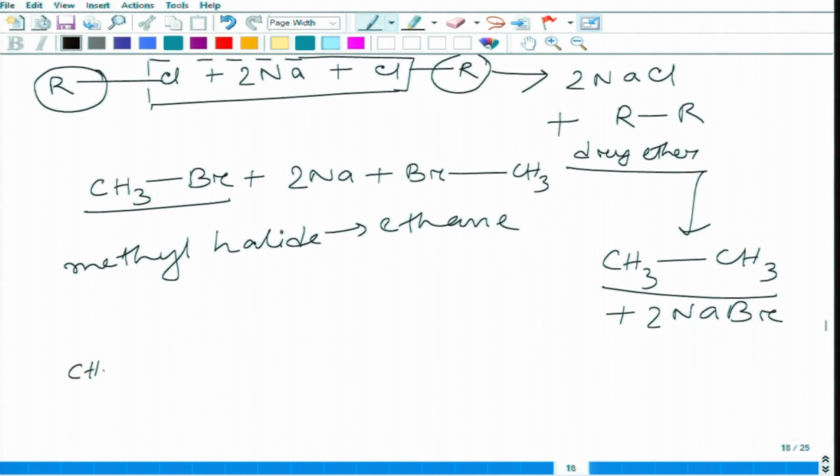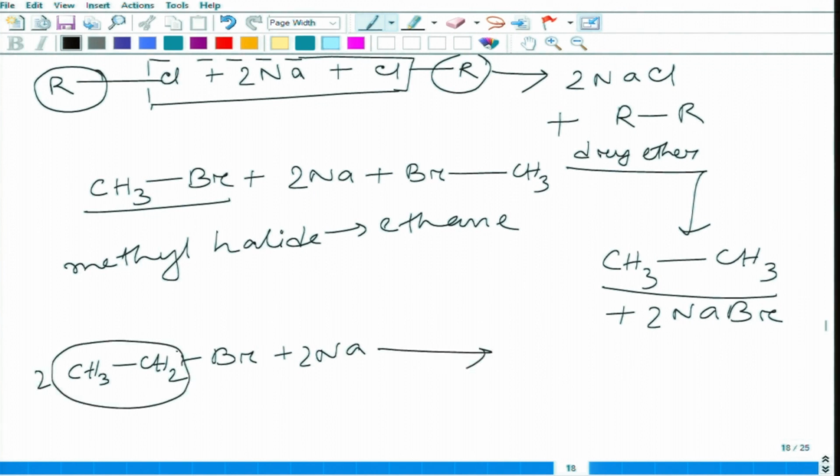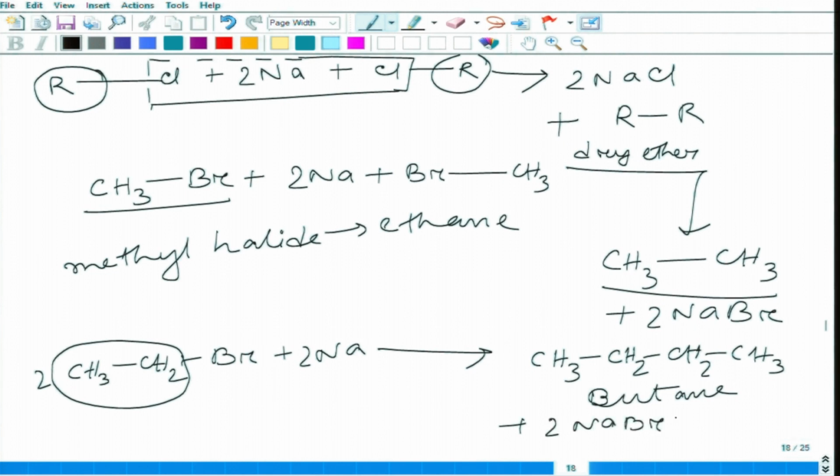If we start with ethyl bromide, what will happen then? By this mechanism, two ethyl groups will join with each other. So, we will get CH3CH2CH2CH3, that is butane, and as usual 2 sodium bromide. Okay. So, from ethyl bromide we get butane.